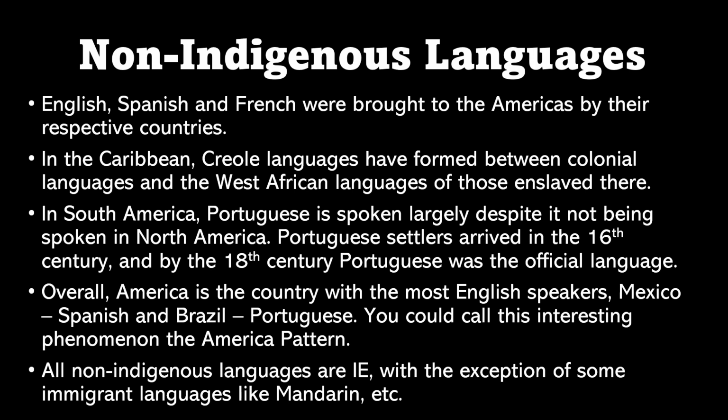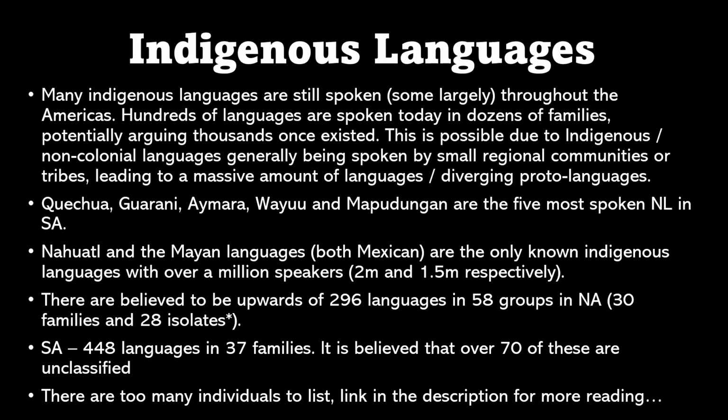All non-Indigenous languages are Indo-European as well, with the exception of some immigrant languages. So all the ones we've just talked about, English, Spanish, French, Portuguese, they're all Indo-European languages from Europe, and the only languages that aren't Indigenous, that are also not Indo-European, are immigrants. So immigrants from China, for example, or potentially Africa, that it's not a Creole, they just speak their own language, are not Indo-European. But there's not a massive influx of those people. So these are the main ones.